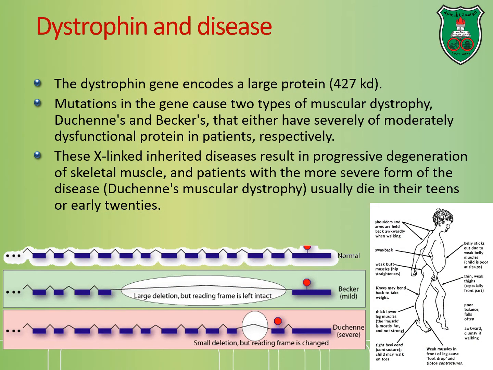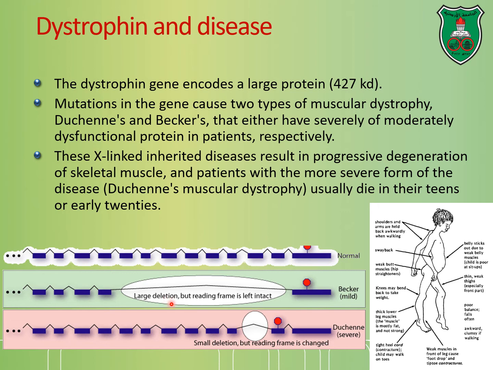Now, dystrophin, by the way, is associated with two diseases, two muscular dystrophy diseases. One is known as Duchenne muscular dystrophy, and the other is known as Becker's muscular dystrophy. These are caused by different types of mutations. Becker is caused by a large deletion in the gene that encodes dystrophin.